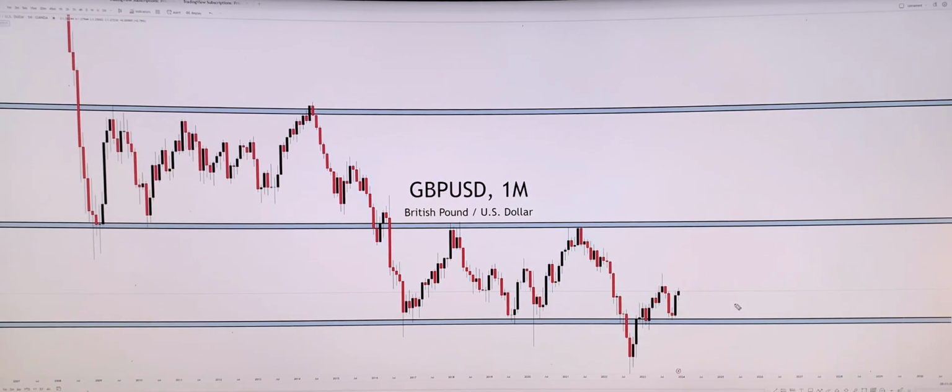GBPUSD top-down analysis starting on the monthly time frame. We have a monthly upper zone, monthly mid-range zone, and a monthly lower zone here as well. Now, on the monthly, we are seeing a strong level of buy pressure on this support level. Why? Because anytime price makes contact, it sees buy pressure to the upside.